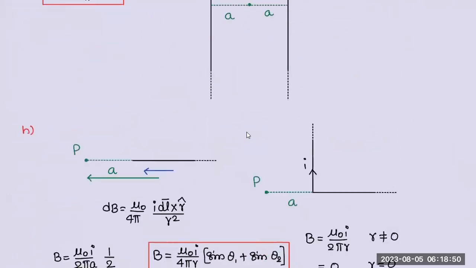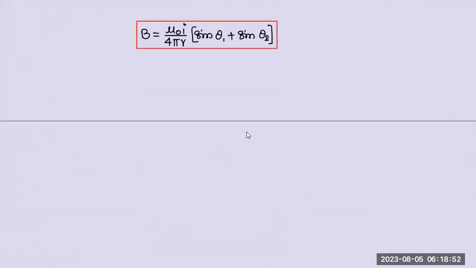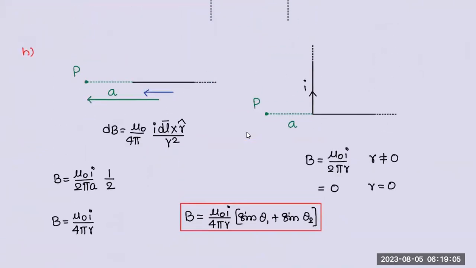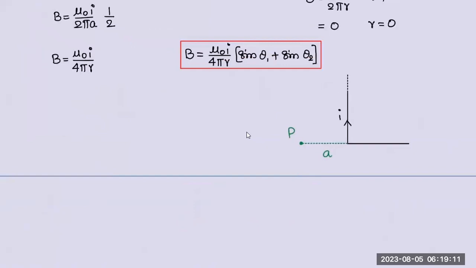I'll bring this one. What is this? Observe. Magnetic field B is equal to mu naught I by 4 pi r into, I will take only the required part. This part I take. Now I need to apply, right or wrong? So what to do to get this one?